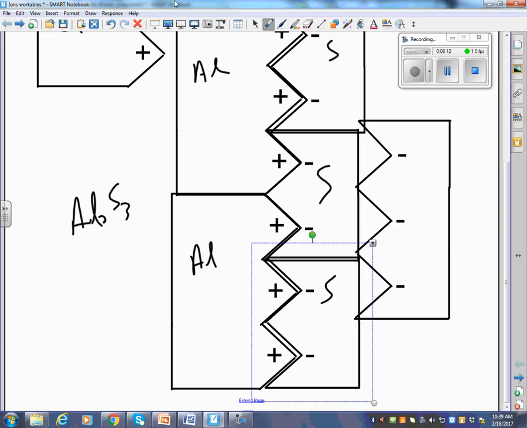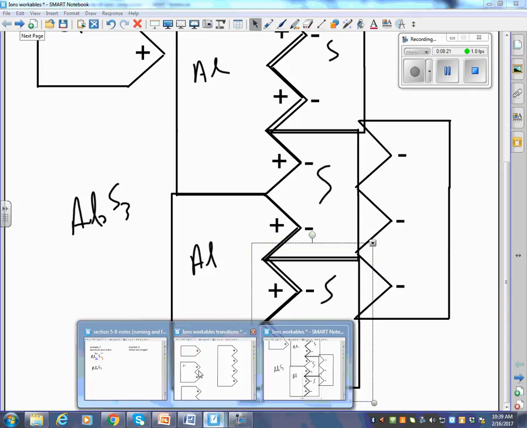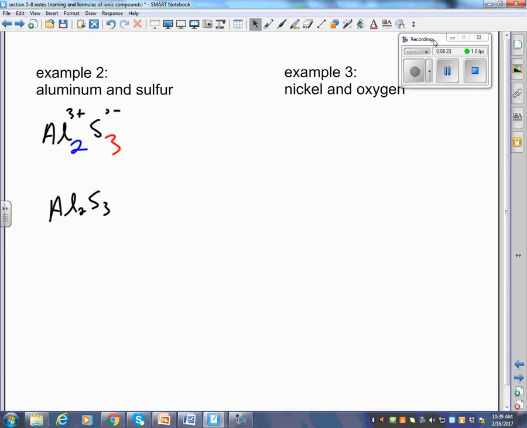And I don't think you have 3 of these ones, do you? Right? But you could probably do it without, once I get that. If you want to cut one out, you can. But the crisscross kind of helps you do some of those. What about nickel and oxygen?